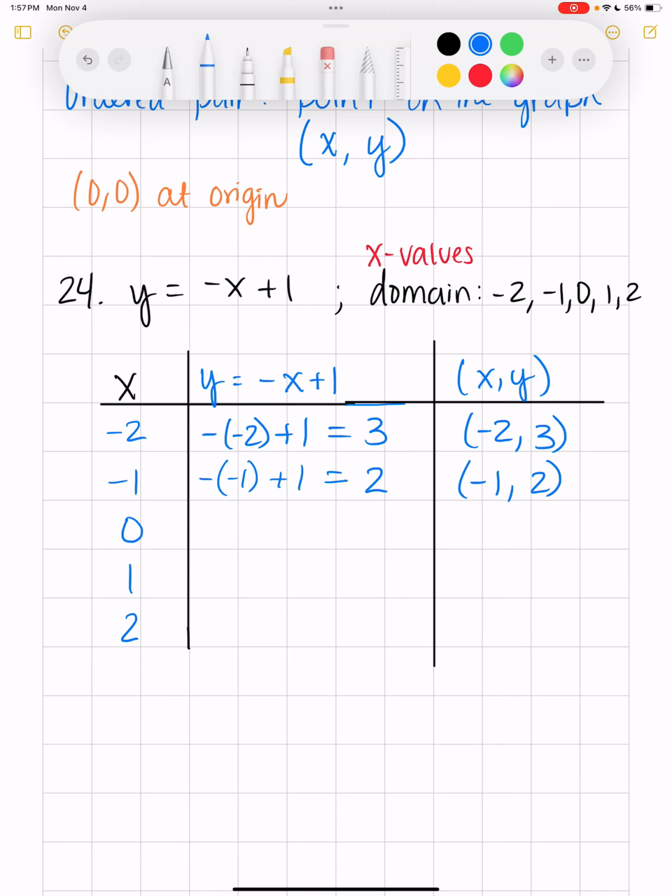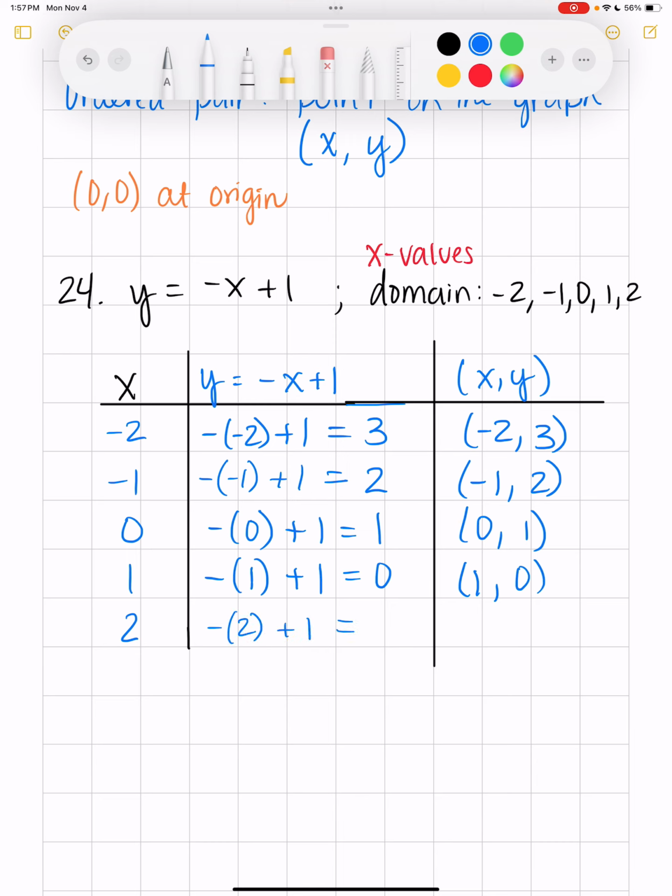So then plug in 0. I would get, obviously 0 can't be negative, but just for the sake of plugging in a negative, times 0 plus 1 is what? 1. So this is the point 0, 1. Then plugging in 1, I get negative, x is 1 plus 1, so negative 1 plus 1 is 0. So this is the point 1, 0. Then plug in 2, negative 2 plus 1 is negative 1. So this is the point 2, negative 1.